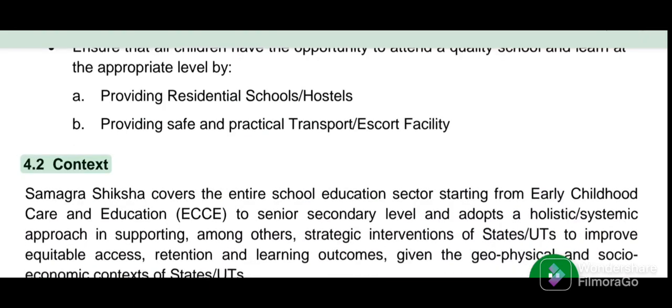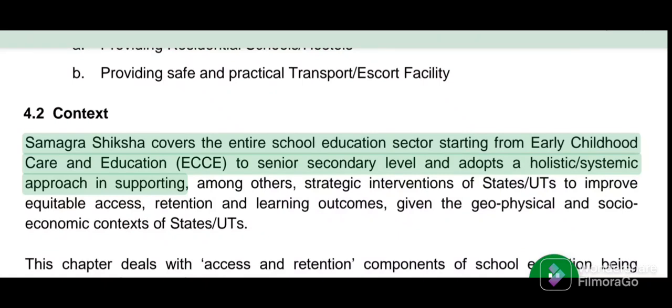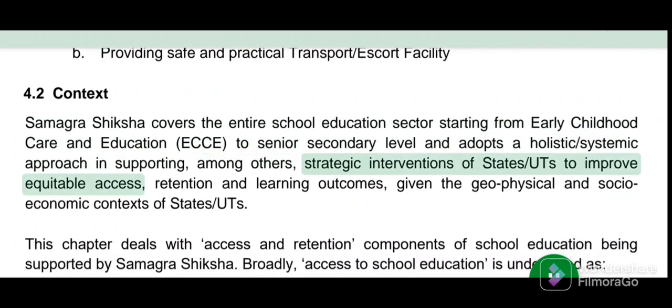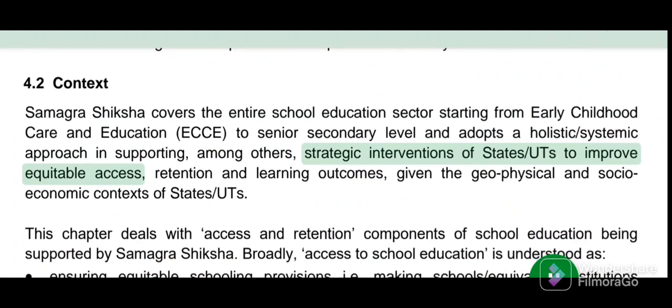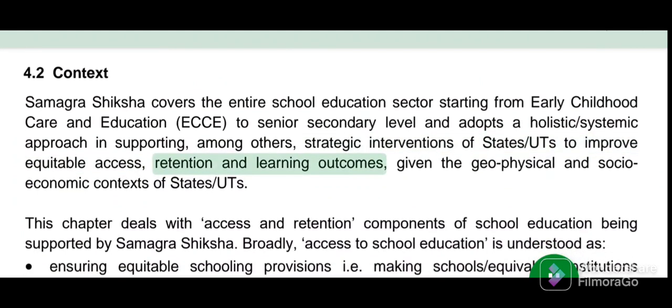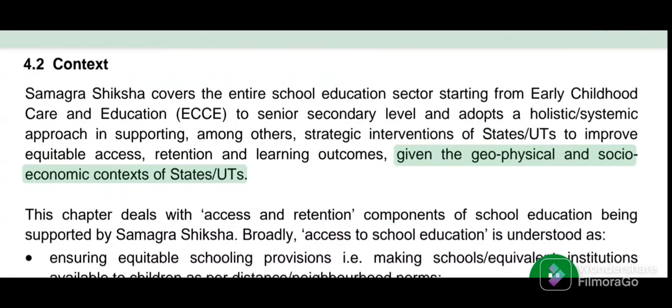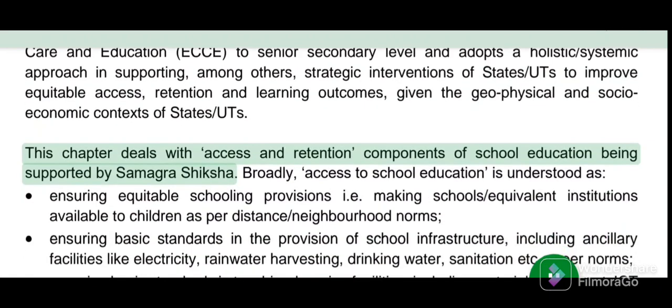4.2 Context. Samagra Shiksha covers the entire school education sector starting from early childhood care and education to senior secondary level and adopts a holistic systemic approach in supporting, among others, strategic interventions of states, UTs to improve equitable access, retention and learning outcomes, given the geophysical and socio-economic contexts of states, UTs. This chapter deals with access and retention, components of school education being supported by Samagra Shiksha.